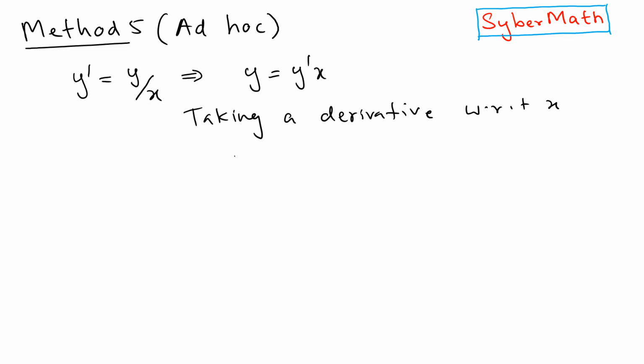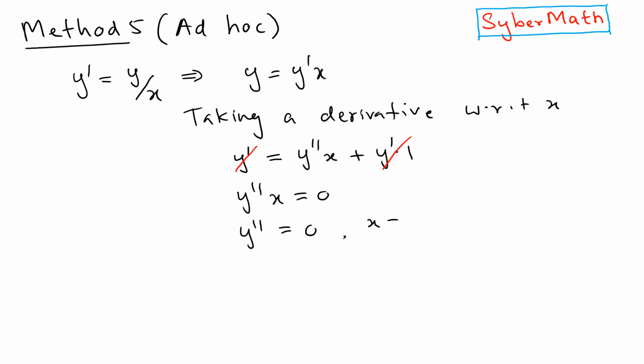On the left side, you're going to get y prime. On the other side, by the product rule, you're going to get y double prime times x plus y prime times 1, and you can see that these two get cancelled. So you're going to get y double prime x equals 0. In other words, y double prime equals 0, assuming x not equal to 0. So this says that y prime, because the double prime is the derivative, has to be a constant. Now, if you integrate one more time, you're going to get that y equals cx plus d.